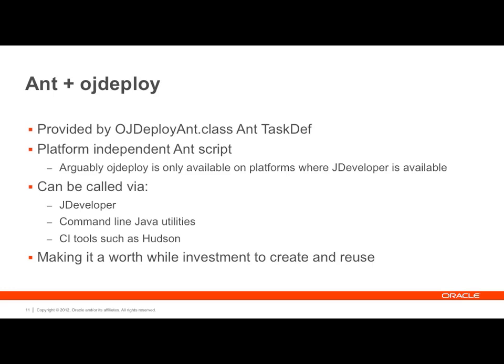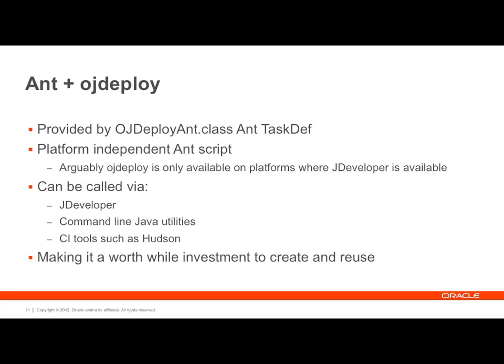So typically that's wherever you've got Java installed and JDeveloper installed, you can now make use of that Apache Ant script. That can be from inside JDeveloper, from the command line, or more importantly from continuous integration tools like Hudson and Jenkins that can make use of Apache Ant as well.